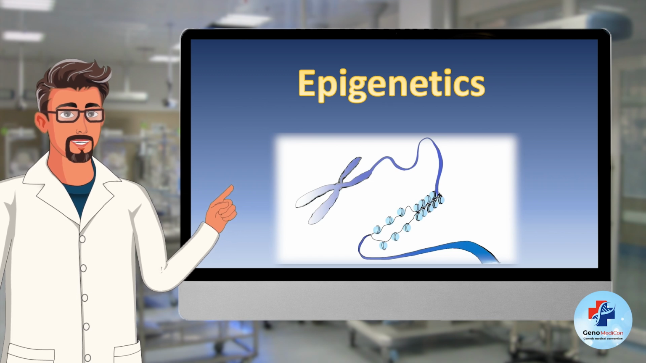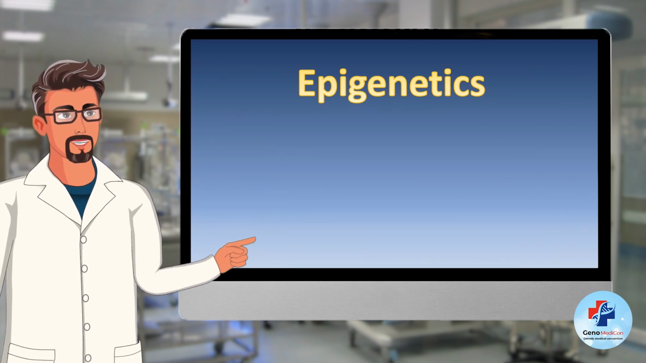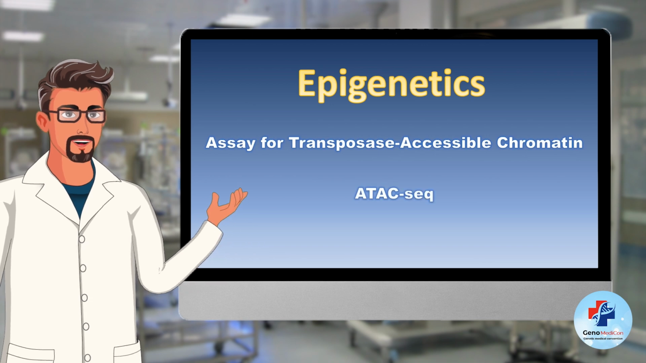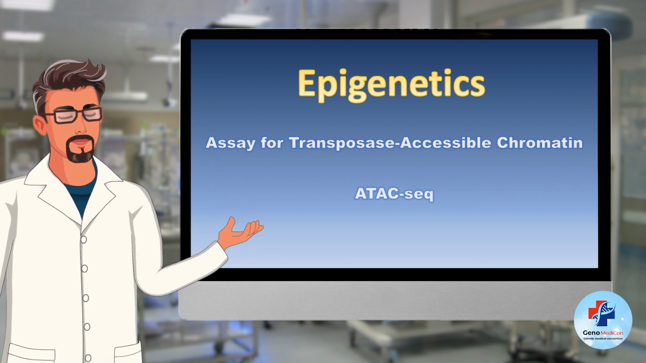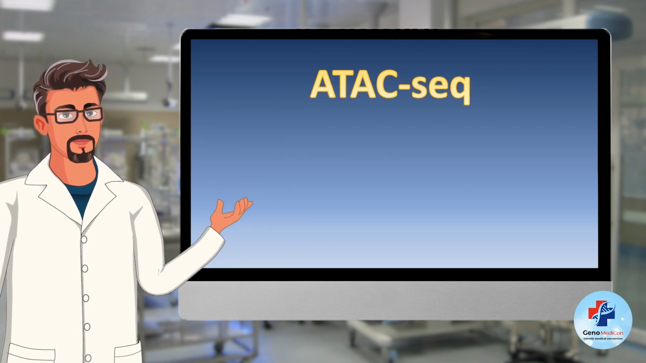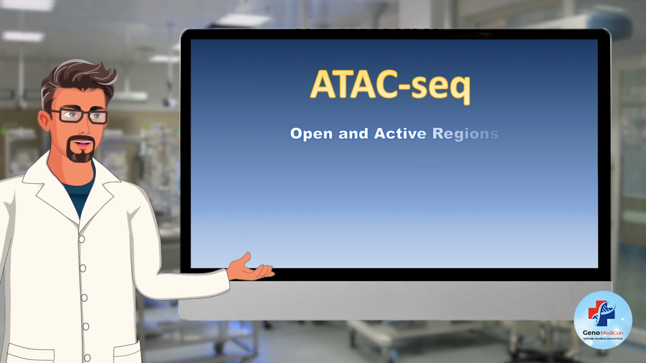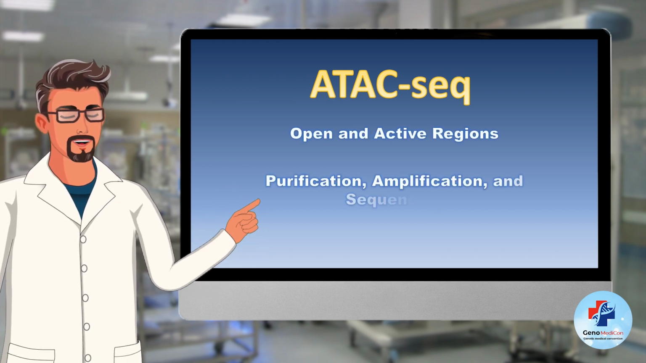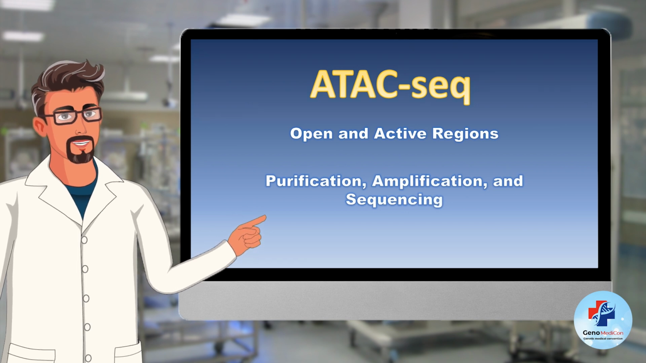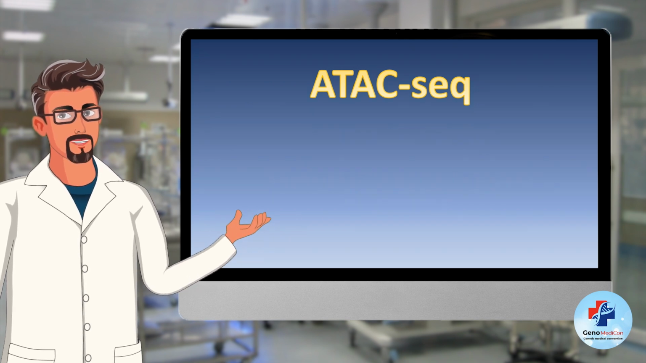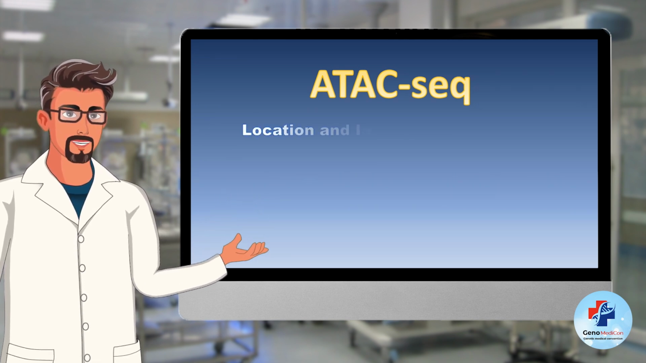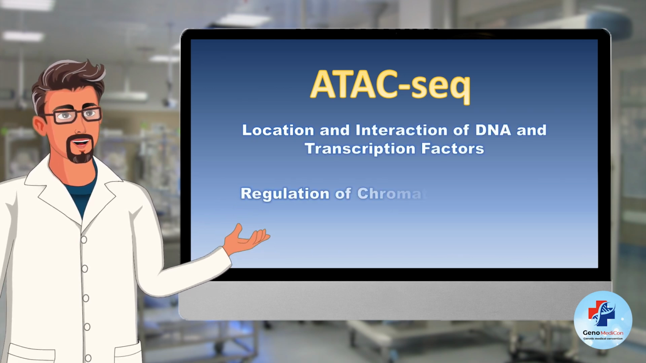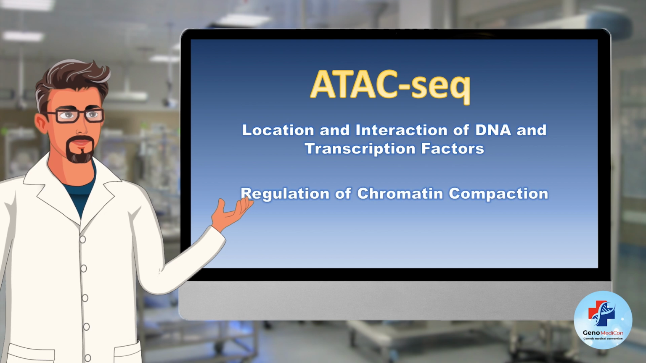A technique to identify regions of euchromatin is assay for transposase accessible chromatin, or ATAC-seq for short. This method can identify and tag the open and active regions of the genome, and in the later process, these regions are then purified, amplified, and sequenced using NGS technologies. ATAC-seq can determine the location and interaction between transcription factors and shed light on how chromatin compaction is regulated.